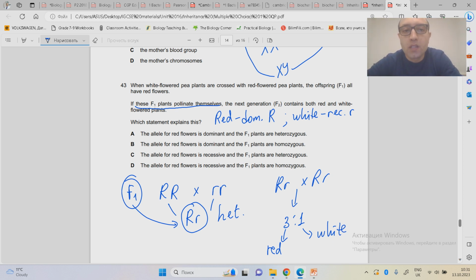So what is the explanation they're asking from you guys? The allele for red flowers is dominant, and the F1 plants are heterozygous. This is the answer actually, but let's check the others at the same time. The allele for red flower is dominant, and F1 plants are homozygous. No, F1 plants, as you see, they are heterozygous. False. Red flowers recessive. False. Answer is A.